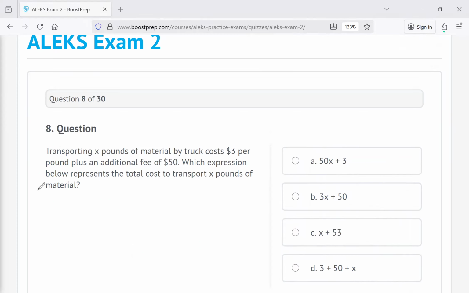Okay, 8. Transferring x pounds of materials by truck costs $3 per pound plus an additional fee of $50. Which expression below represents the total cost to transfer x pounds of material? So this is just a simple linear equation. y equals mx plus b. The b is like your starting point. It says additional fee of 50, so that's our starting point. I think our b is 50. And then our slope is like the variable cost. It says it's $3 per pound, so I think it's going to be 3x.